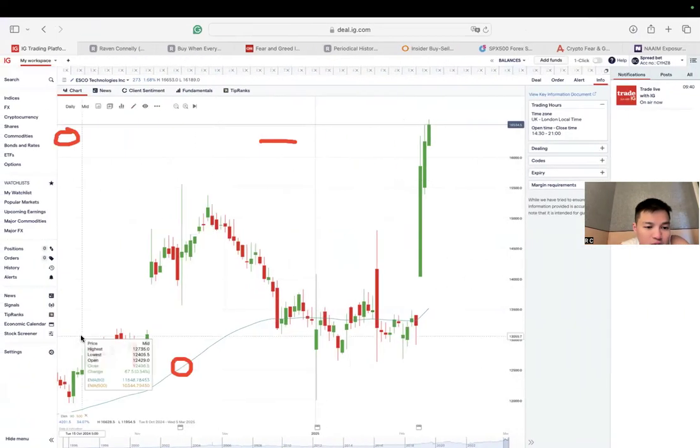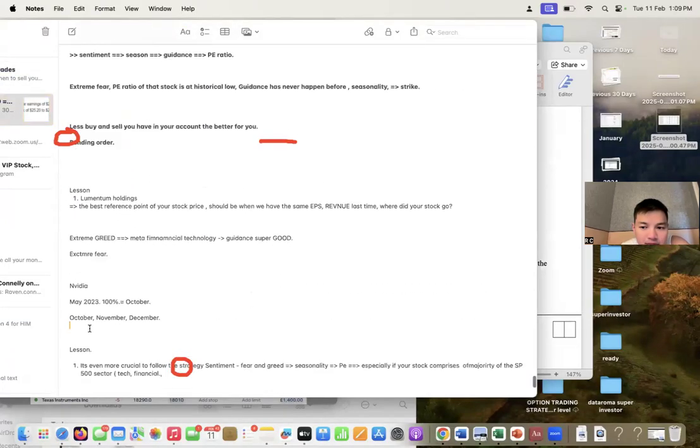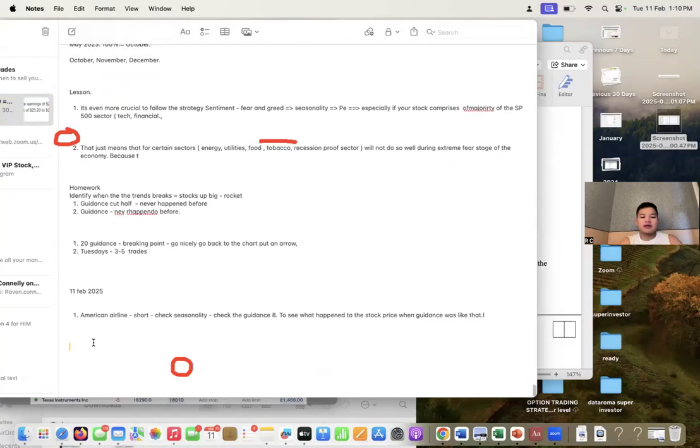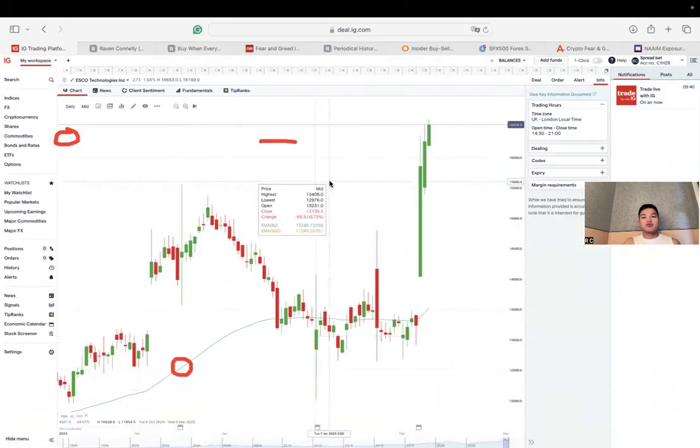So I'm going to put in ESCO Technology. Second is going to be ESCO Technology. It's a good buy because the guidance growth of 16% is probably the biggest compared to the past. You have to check yourself. And one more thing I want to say is you have to check seasonality yourself. I'm going to check for you real quick.